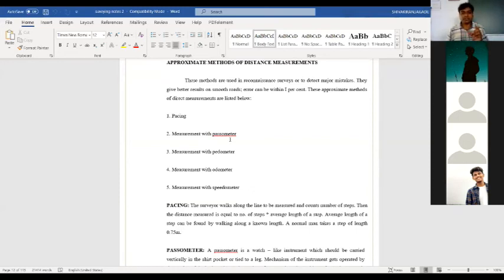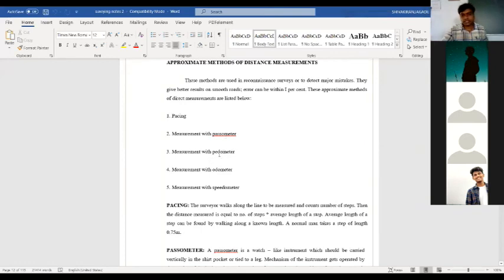Passometer means it's a device. That device we're going to keep in our pocket, or we're going to tie it on our leg. Whenever we make movements, it will record the number of steps we carry out. But this device won't give the distance you have covered. It will give only the number of steps you have taken.